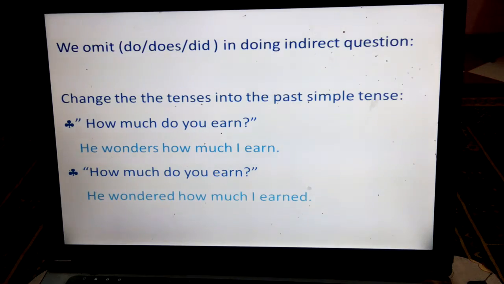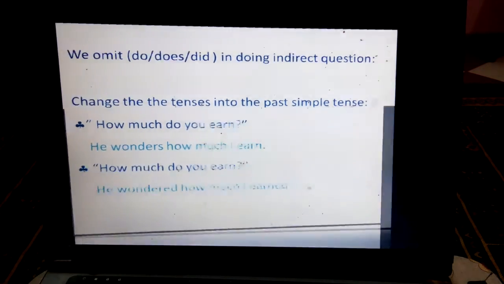If he said how much do you earn and he wanted me to begin with he wondered, so he wondered in the past, so I have to change the verb from present to past. لما يكون عندي wondered في البداية تساءل، يبقى لازم الفعل جوه الجملة لازم يكون محول من البريزنت إلى الباست. بدل earn هيبقى earned.